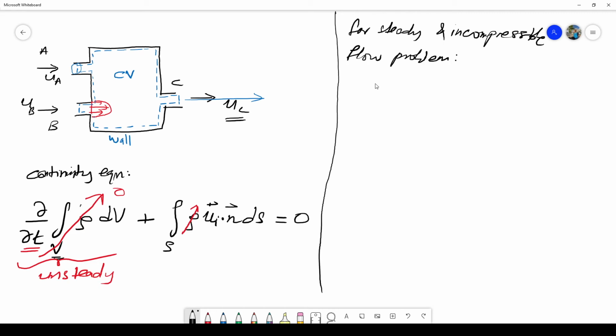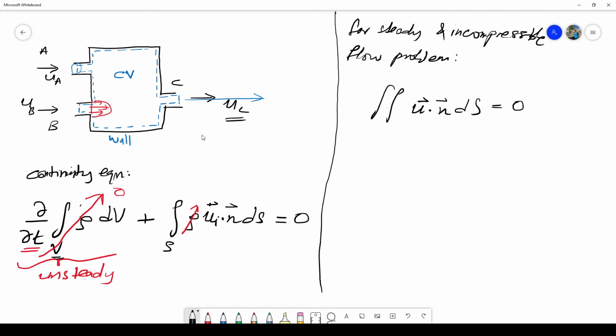Then our continuity equation can be written as the integral of u dot n ds equal to 0. This refers to the integration of the velocity across the surface area in our consideration. Then all of this should be equal to 0, so it should be conserved. But how can we do this? So this is the thing.